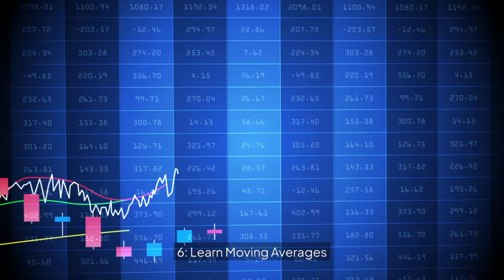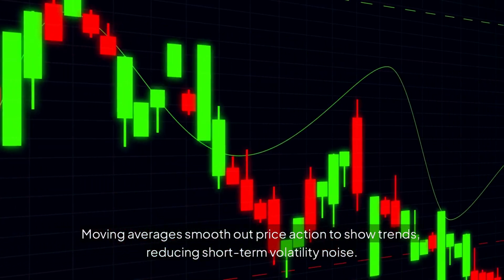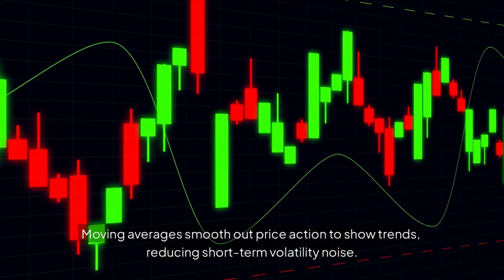6. Learn moving averages. Moving averages smooth out price action to show trends, reducing short-term volatility noise.